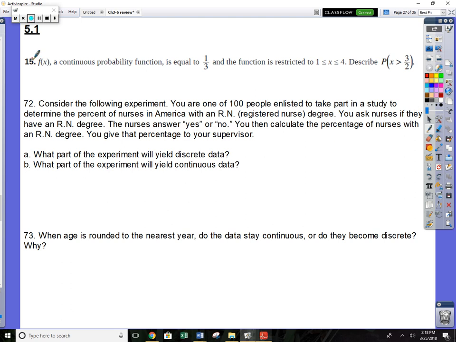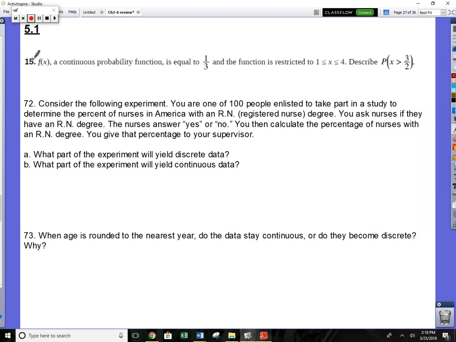So number 15. f of x is a continuous probability function. f of x is equal to 1/3, and the function is restricted to a domain of x greater than or equal to 1, less than or equal to 4. So describe the probability of x being greater than 3/2. It kind of looks intimidating, but it's not bad. So here we go.